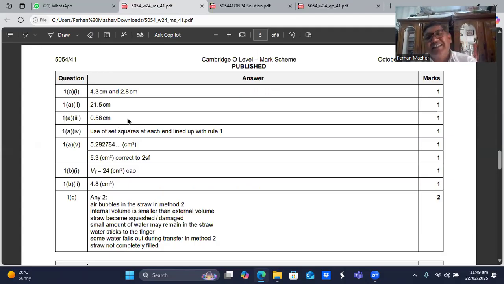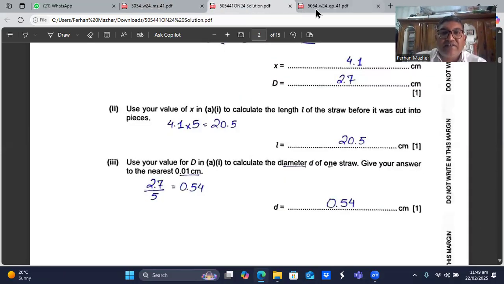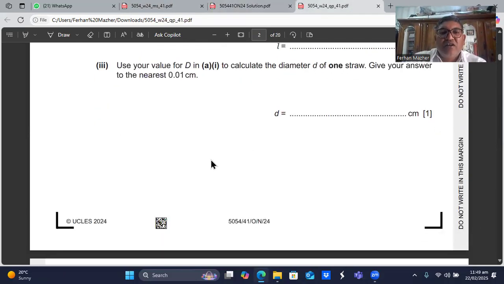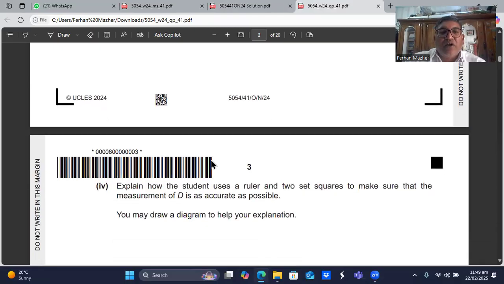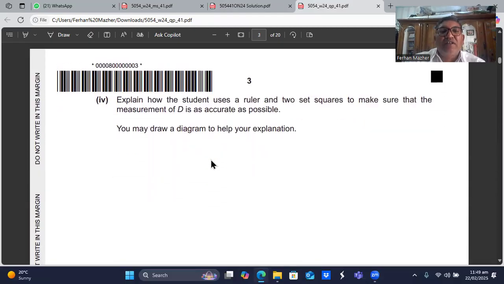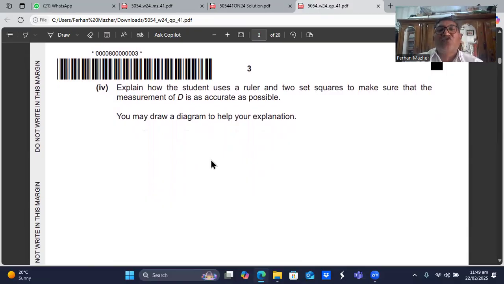Our answers are a little less than the actual values. The reason is that when you photocopy the paper, the diagram shrinks a little bit, and due to that, our answers are a little shorter. Then he says, explain how the student uses a ruler and two set squares to make sure that the measurement of D is as accurate as possible.